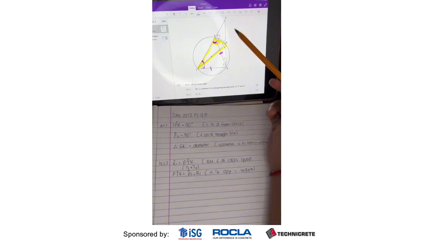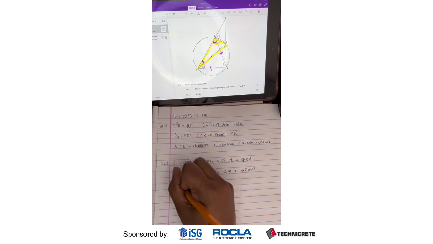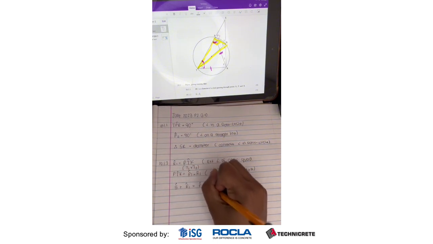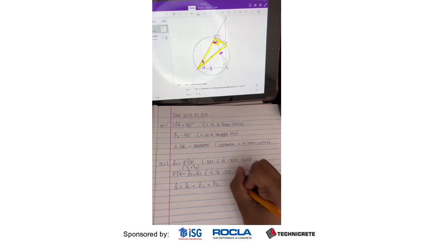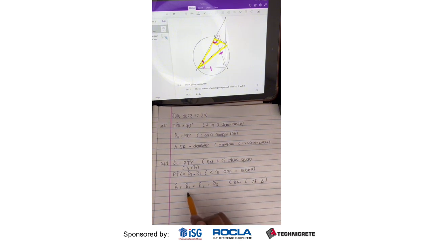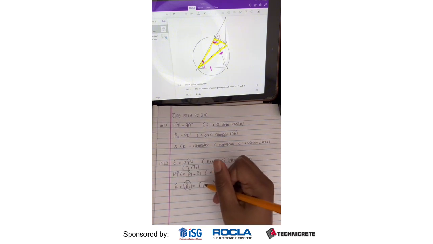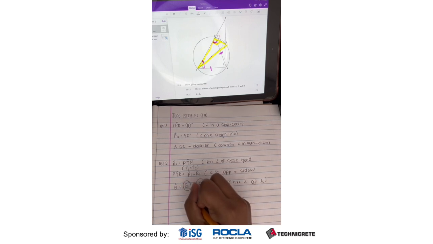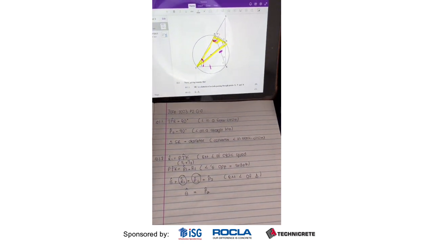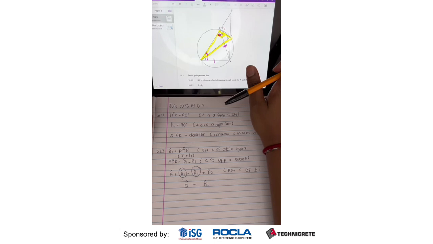Now, if we go back and we look at our original triangle, S plus R1 is also equal to this angle P1 and P2. Angle S plus angle R1 is equal to angle P1 plus P2. And the reason for that is exterior angles of a triangle. And we know R1 and P1 are equal. Therefore, angle S must be equal to angle P2. Okay, let's take a look at the next question.